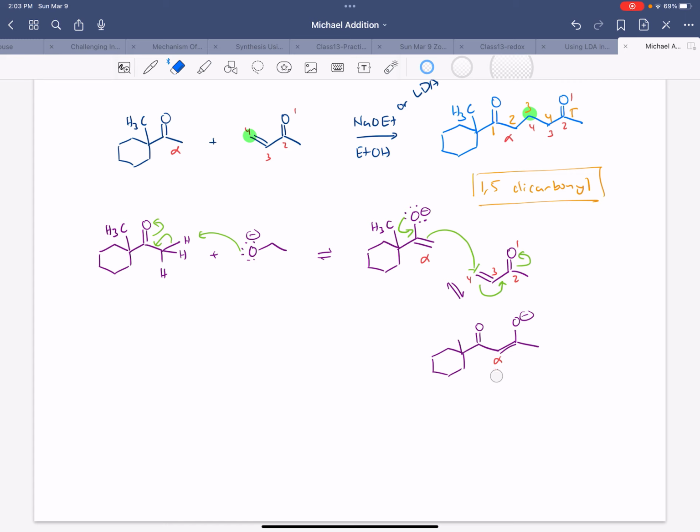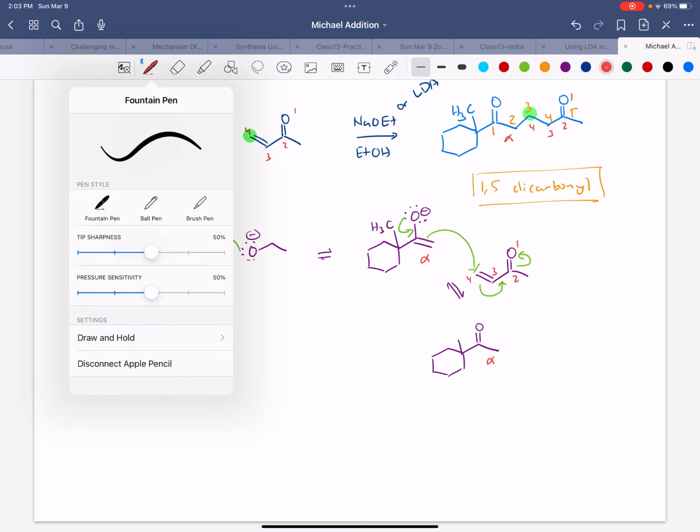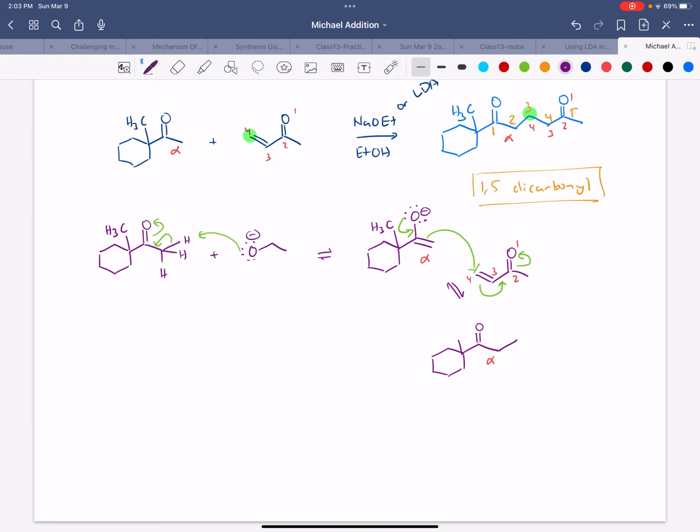Obviously I'm missing a lot of carbons. Here's your alpha, and you're going to make a new bond to carbon number 4. It just turns out the zigzag works out perfectly. 4 up, 3 down, 2 up, oxygen minus. Okay, your double bond has shifted and you're now here.